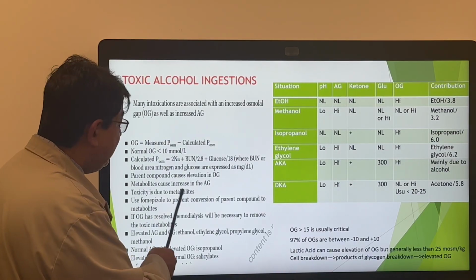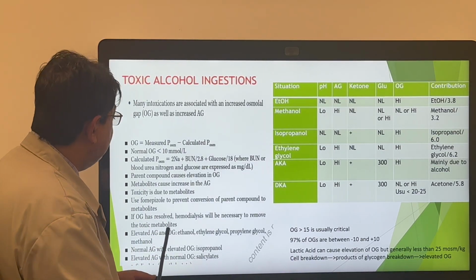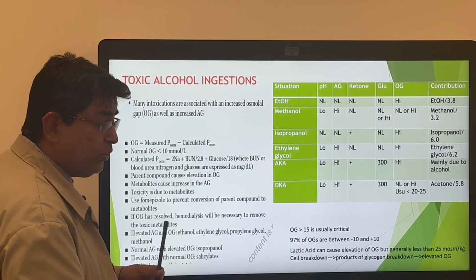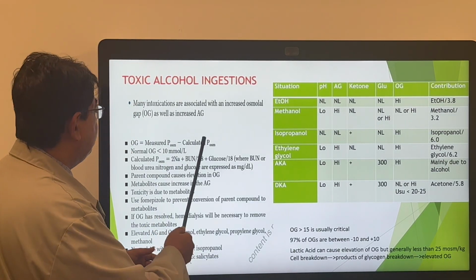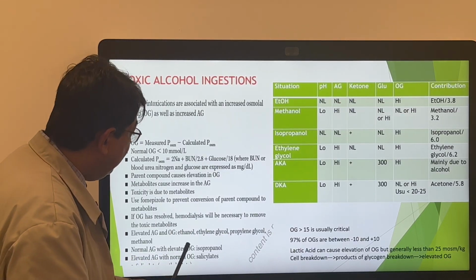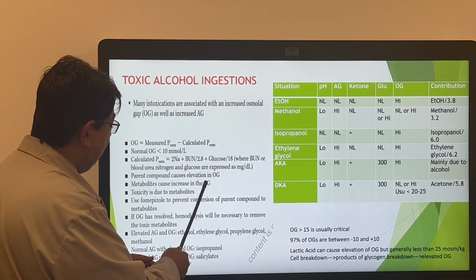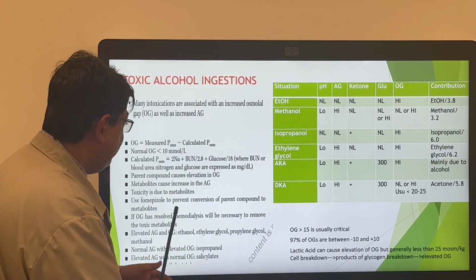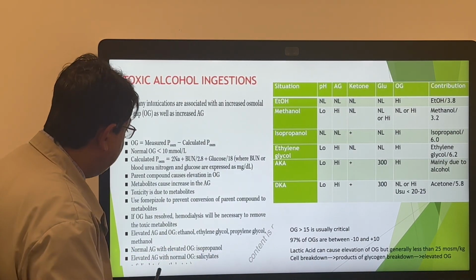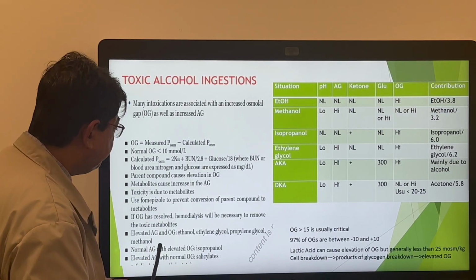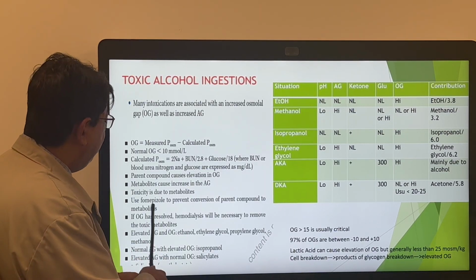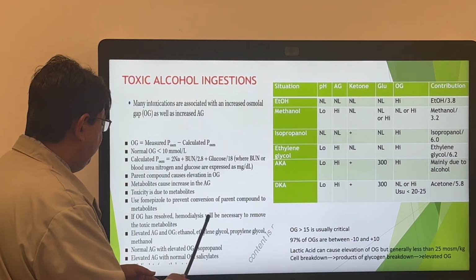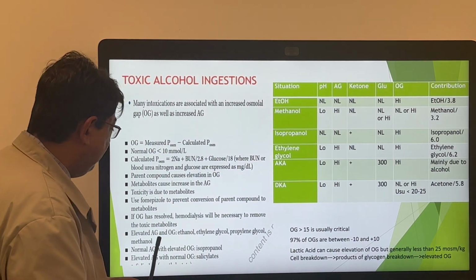And the toxicity that you see with toxic alcohols is due to the metabolites, not because of the parent compound. That's why if you have an osmolar gap, you want to prevent increase in the anion gap, i.e. increase in metabolites, and you can prevent that conversion of parent compound to metabolites by using fomepizole. If the osmolar gap has already resolved, then pretty much hemodialysis will be necessary to remove the toxic metabolites.